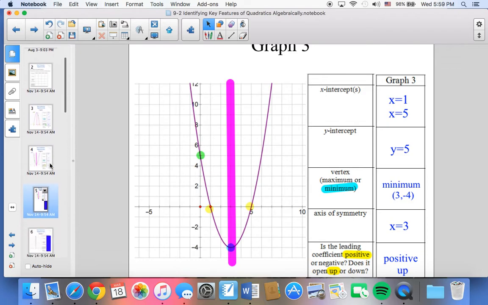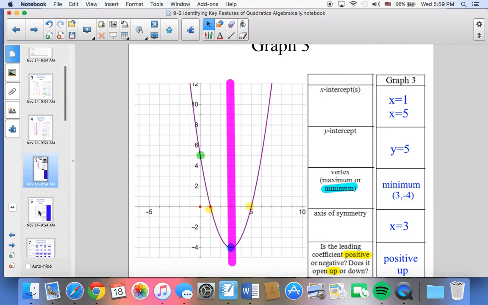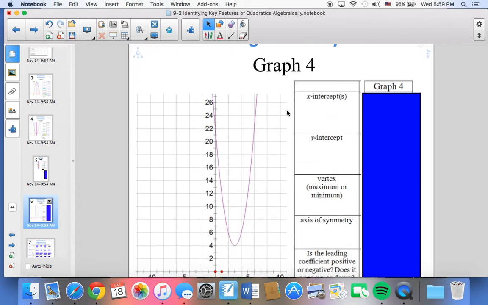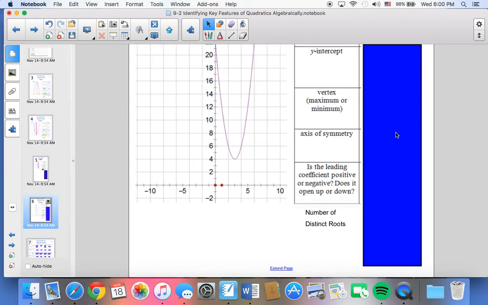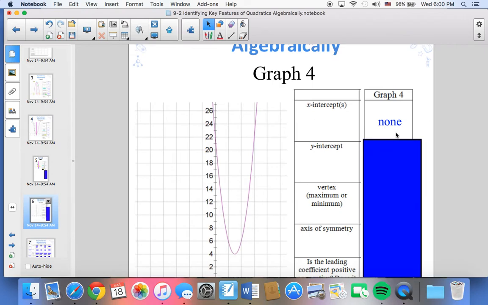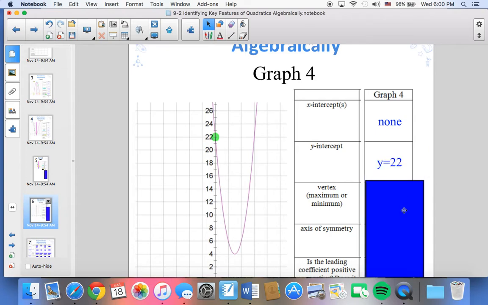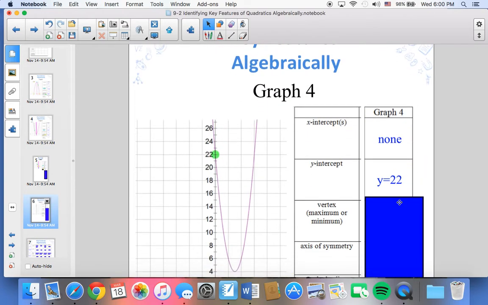Okay, let's look at graph number 4, our last graph. Okay, so we have a little bit of a problem here. I don't have any x-intercepts, so we're just going to say that there are none. Y-intercept, it's a little hard to see, isn't it? Let's see. It's crossing through right here. So we're going to say that is y equals 22.